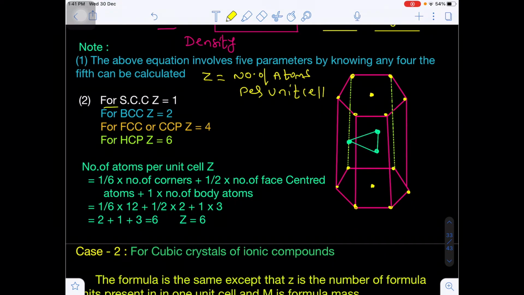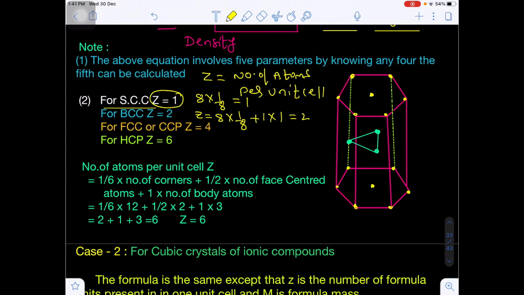We know number 1, the simple cubic unit cell, where the number of atoms per unit cell we have to consider is 1, because there are 8 corners and the contribution of each corner will be 1 by 8. That's why we are taking 1 atom per unit cell of a simple cubic system. For the body centered cubic system, there are 8 corners, so 8 into 1 by 8 is the contribution, plus 1 atom present at the body center, so 1 into 1. So in total there are 2 particles per unit cell of the BCC unit cell.